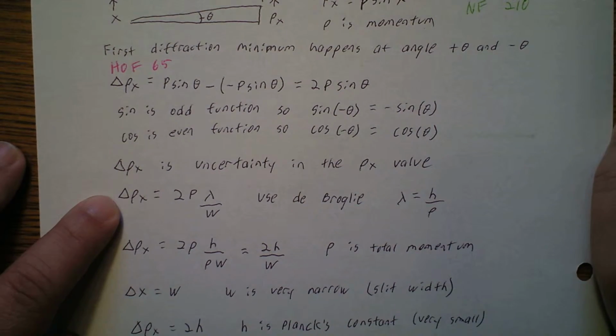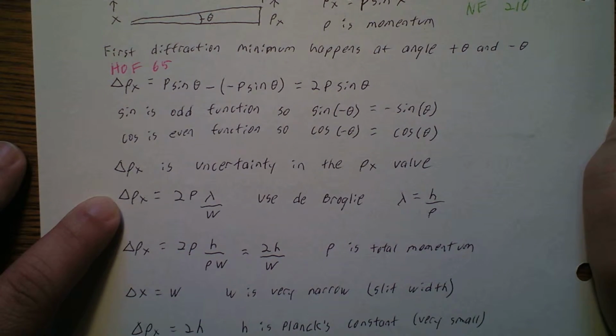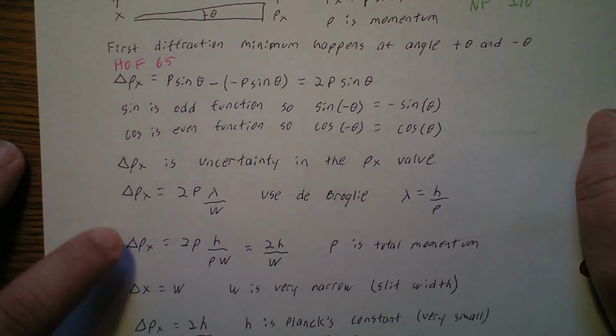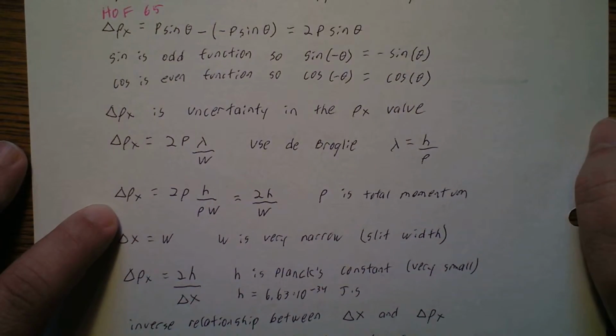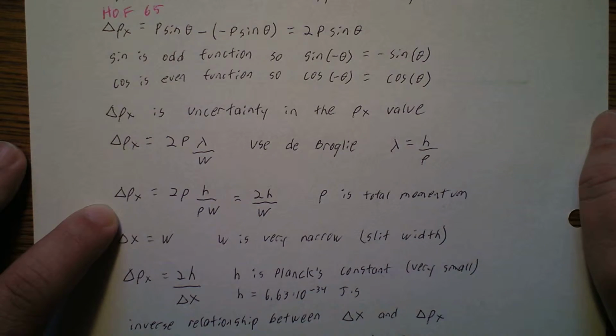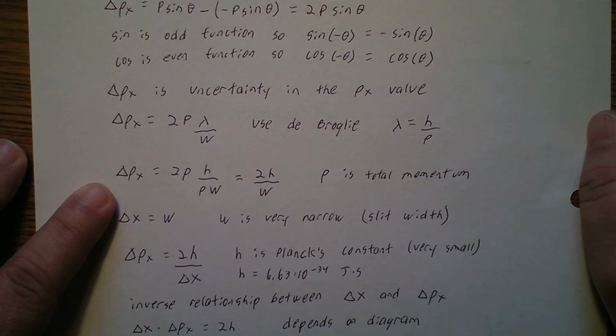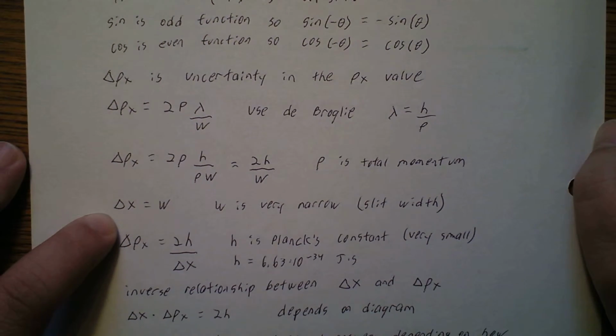So we have the change in p sub x is equal to 2 p lambda over W. So use de Broglie, we get lambda equals h over p. So we have the change in p sub x is equal to 2 p h over p W. The p's cancel out, so we get 2h over W. So remember, p is the total momentum. So we get the change in x is equal to W.